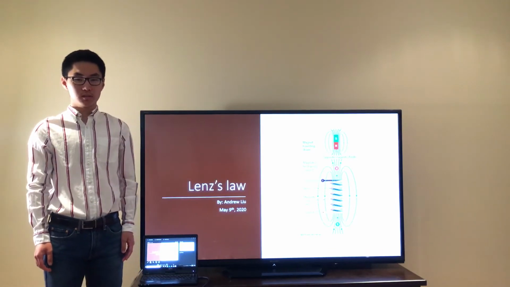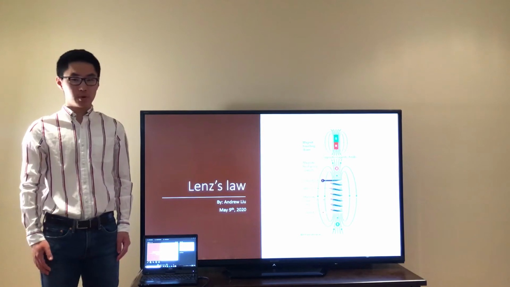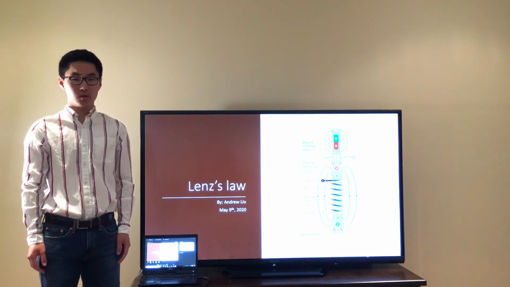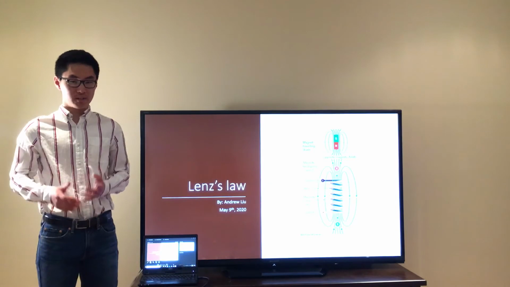Nikola Tesla was later able to use this law in his experiment, which helped him discover alternating current, which in a sense literally brightened up our world.